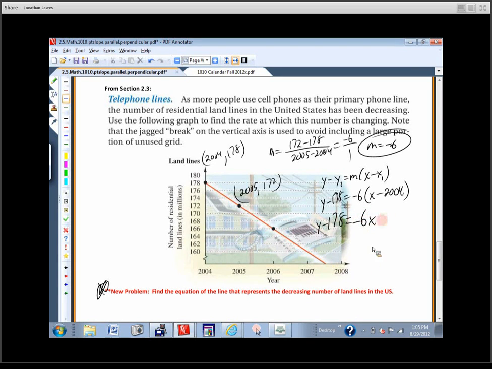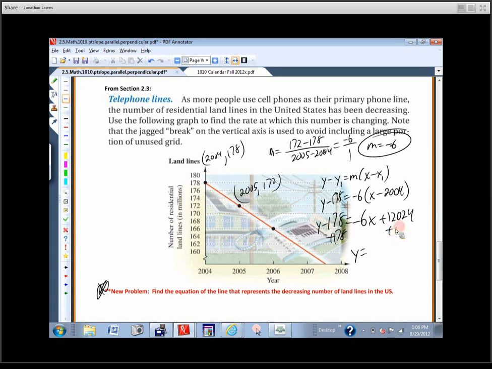2004. So here's where the calculators come in. Y minus 178 equals -6x. That's a piece of cake, but then I need to do -6 times -2004. So let's see, if I multiply the two of those together, that's going to be like 12,024. Yeah. So I've got 12,024. And then I still need to move this over.